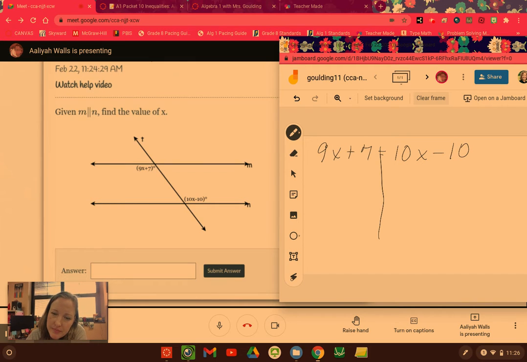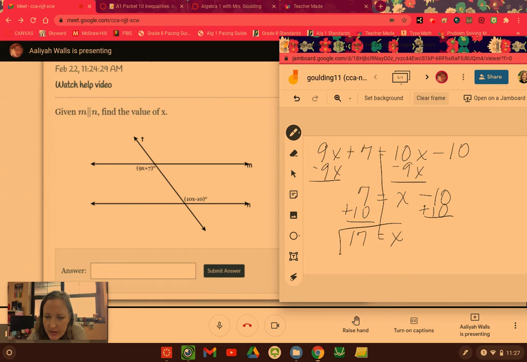You take 9 away. You do minus 9 on 9, and then you do minus 9 on 9. Beautiful. So 7 equals 10 minus 9 is 1. So it's just x minus 10, right? So then how do I finish? You take minus 10 or plus 10, plus 10 plus 9. Perfect. So then 17 equals x. And that's all we have to do.